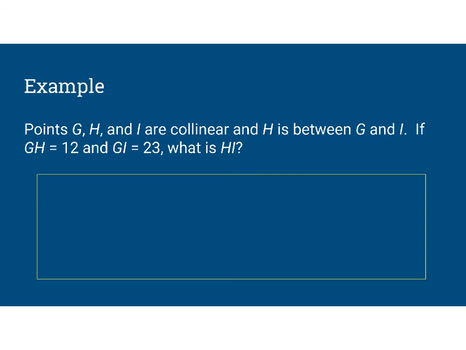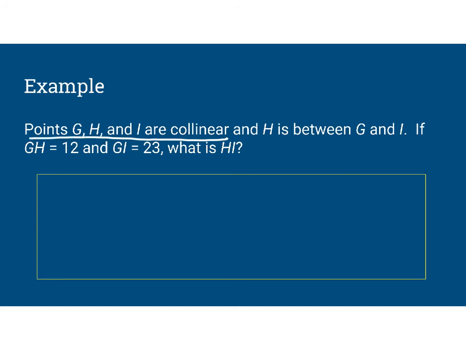Last example here before I let you work. Points G, H, and I are collinear, and H is between G and I. If GH is 12, GI is 23, what is HI? There's a lot of information there. Some of you might catch this right away and figure out what to do and be able to work without a picture. If not, there's no shame in drawing a picture, and it doesn't have to be crazy detailed, just useful for you. So let's go through this a little bit at a time.